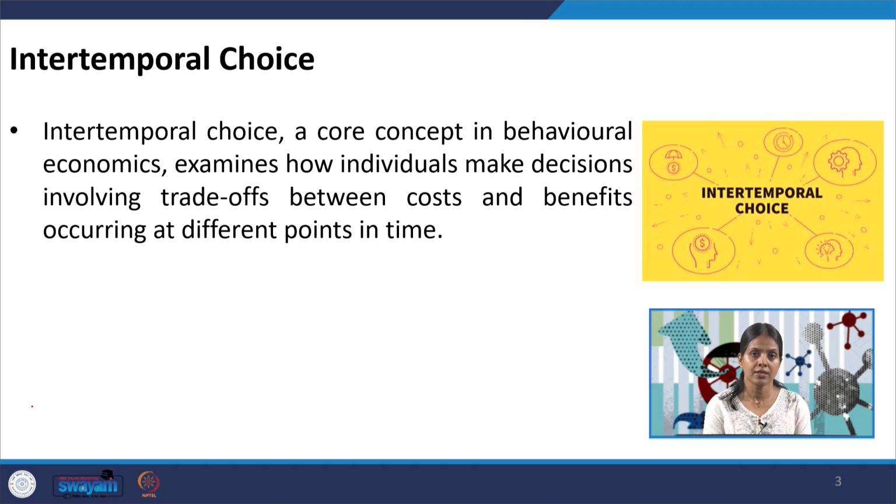Intertemporal choice, a core concept in behavioral economics, examines how individuals make decisions involving trade-offs between costs and benefits occurring at different points in time. So, the concept of intertemporal choice has become more popular with the introduction of the concepts of behavioral economics, but then intertemporal choice making existed even before behavioral economics came into existence. And when you talk about the discounted utility model or exponential discounted utility, they refer to the intertemporal choice models of the traditional or neoclassical economics, as I just mentioned in the beginning.